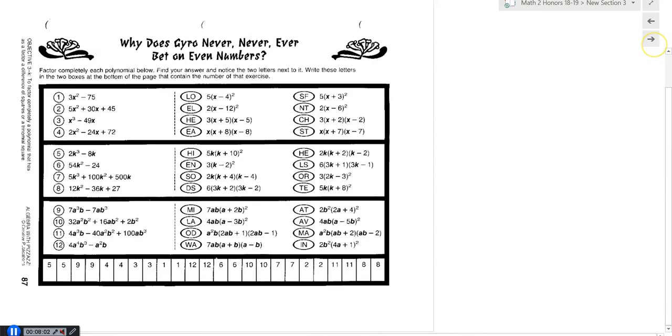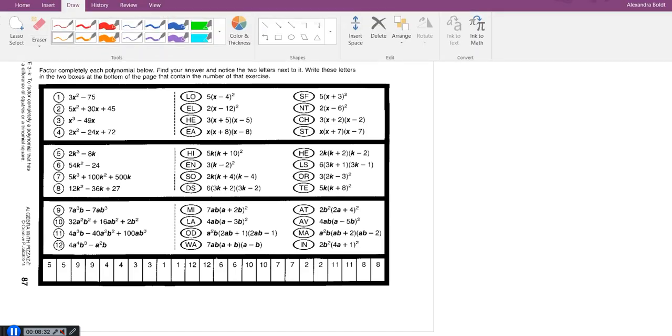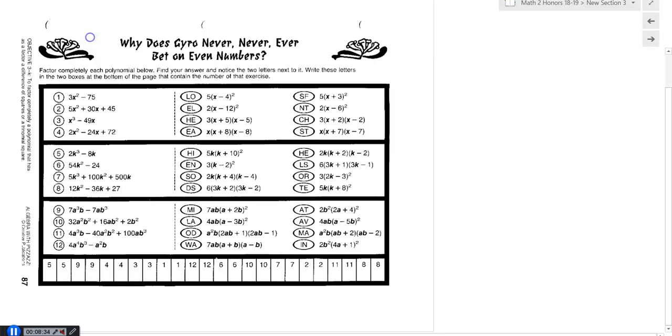All right, we'll now be looking at page 87, and page 87 tells us factor completely each polynomial below. Find your answer, and notice the 2 letters next to it. Write these letters in the 2 boxes. So for this one, it is a mix of the last 2 things we just did. So it might be a perfect square, and it might be difference of squares, so you have to know the difference between the 2. And it also might have a greatest common factor, or it will have a greatest common factor. Okay? So let's look at our first one.